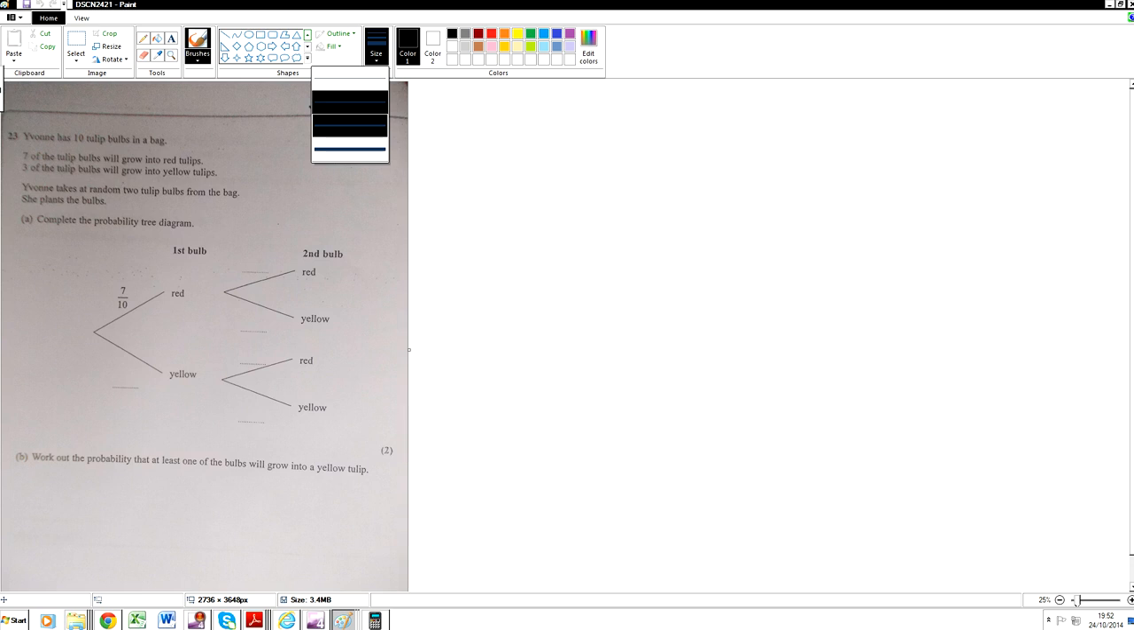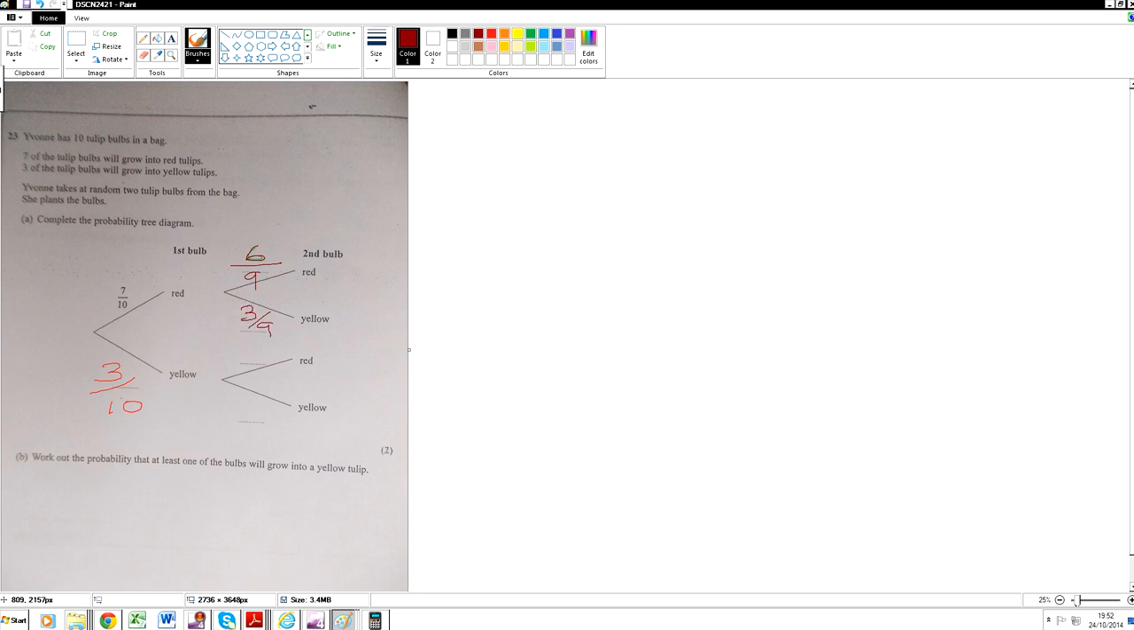Let's choose the right side first of all. So 7/10 is red, so the yellow will be 3/10 for the first part. Now once we take a red out, the second part will have how many reds now? 6. We'll have 6 reds, and how many altogether now? 9. So if that's 6 over 9, the other will automatically be 3 over 9.